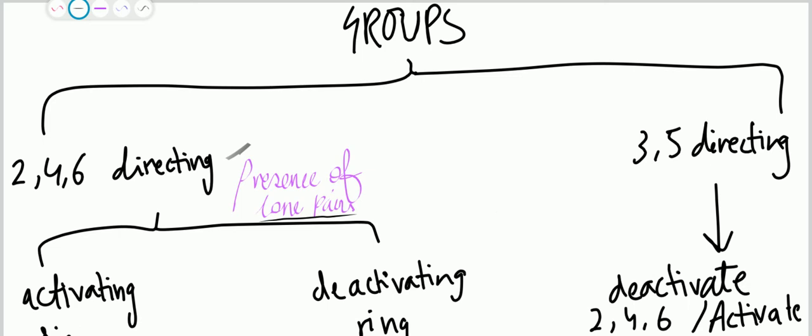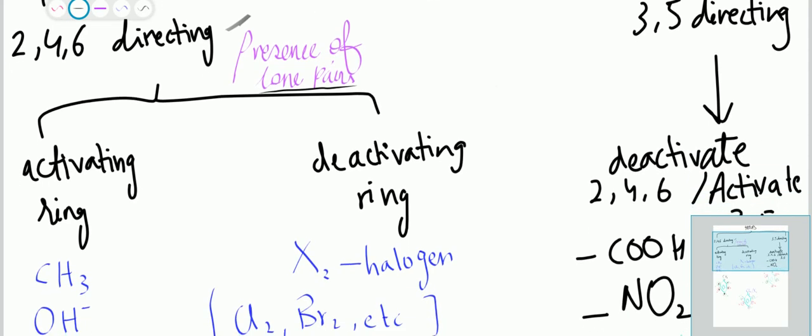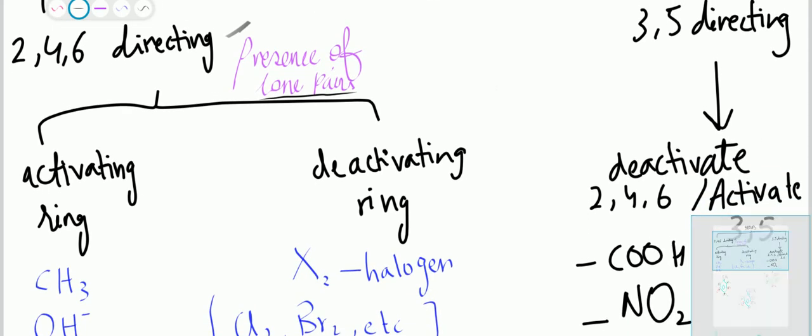The second category are the 3-5 directing groups. When these groups are attached to position number 1 on the ring, then the incoming groups attach to either position number 3 or position number 5. Now let's first talk about the 3-5 directing groups.